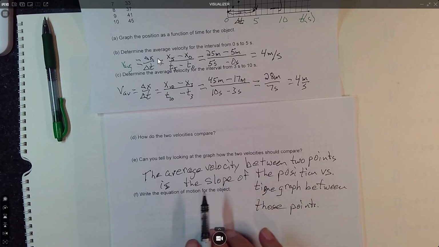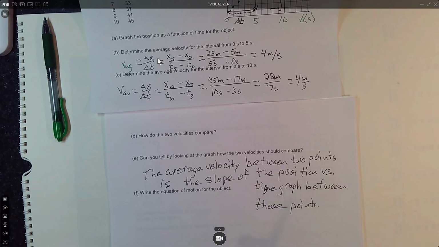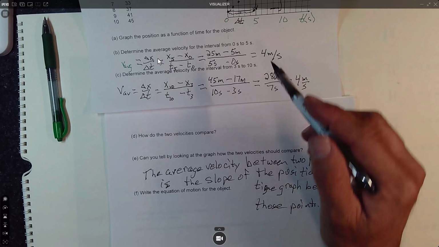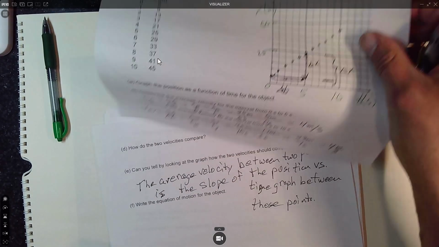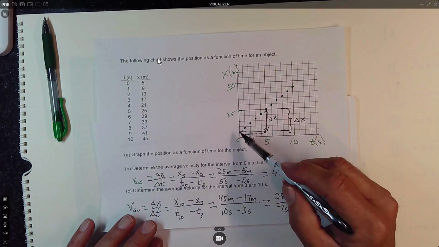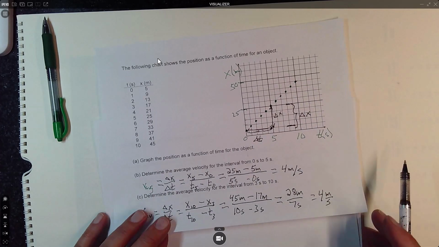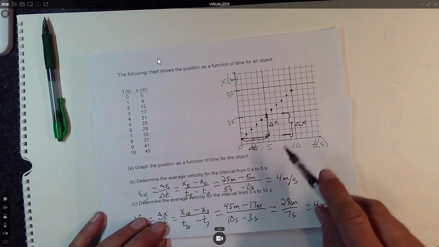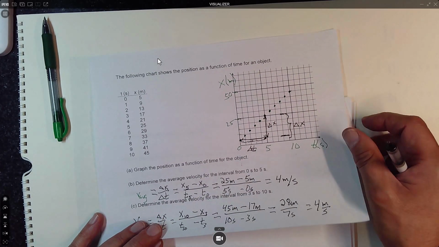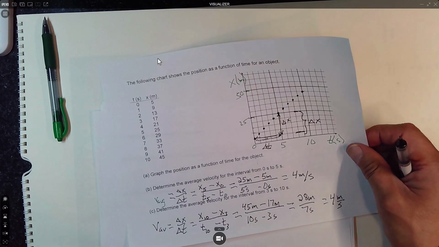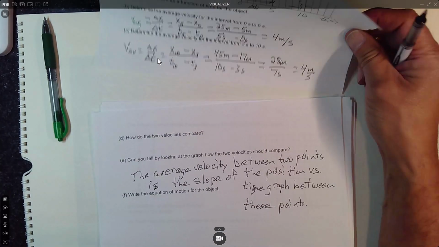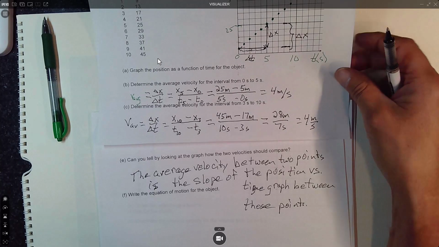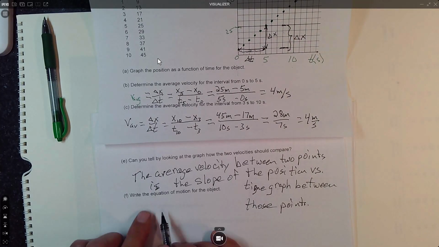You can glance at a graph and see if you've got constant velocity, if it's a position versus time graph. If it's a nice straight line like this one is, it's got constant velocity. If it's not, if it does something weird, then it doesn't have constant velocity. Now, the last question here is a little bit scary. Write the equation of motion for the object.